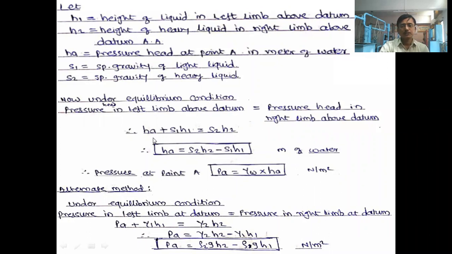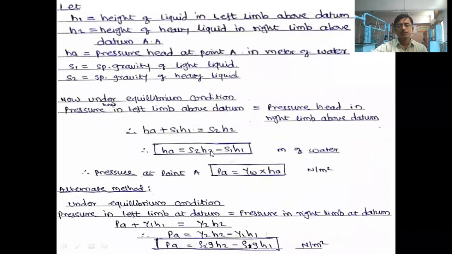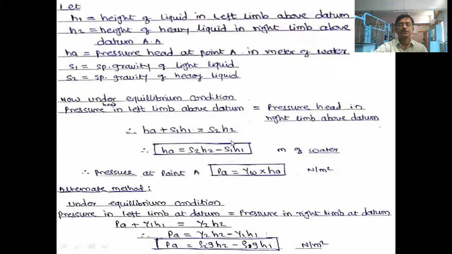So, what are the pressure heads in the left limb above the datum? या डेटमच्या वरती कोणकोणते प्रेशर हेड आहेत? एक म्हणजे HA आणि हा दुसरा H1 S1. ओके, and it must be equal to the pressure head in the right limb above the datum, that is H2 S2. So therefore HA is equal to H2 S2 minus H1 S1. Therefore, pressure head; now we are interested in pressure intensity, so multiply that pressure head by weight density of water and you will get the pressure intensity at point A, right?